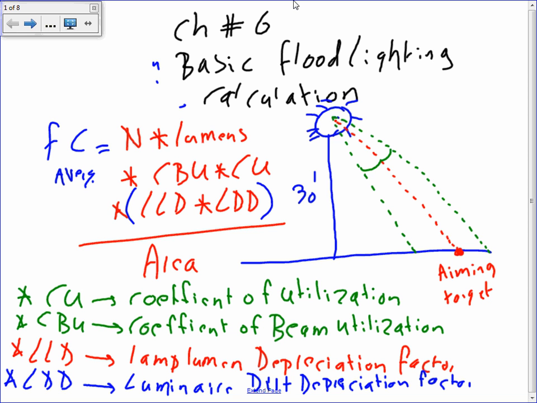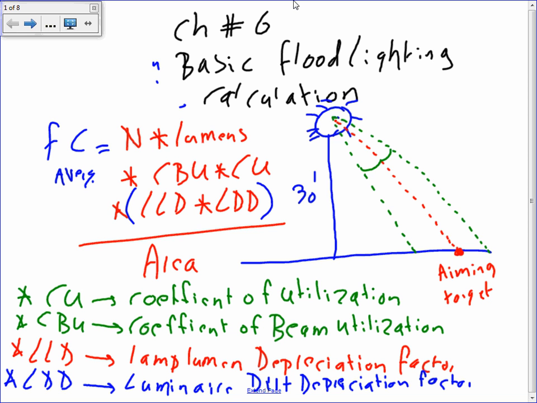Beam utilization, because these are floodlights, they can adjust them, right? They can tilt them, adjust them to get the best performance out of them. That will affect it; that's a factor. They call it the coefficient of beam utilization. You have to understand the coefficient of beam utilization.